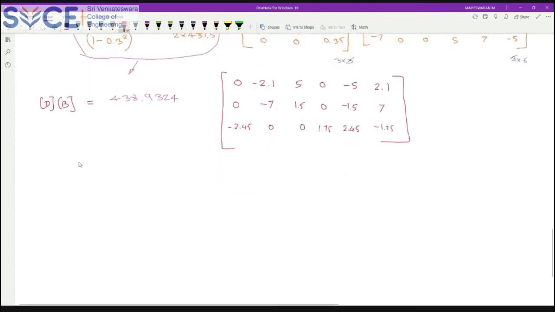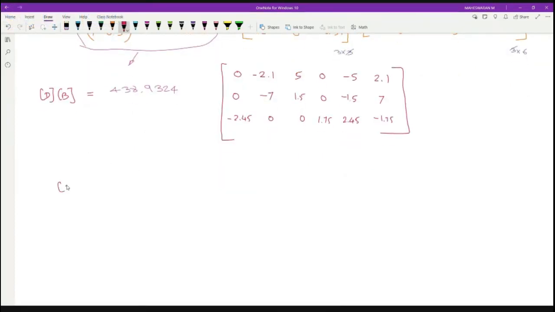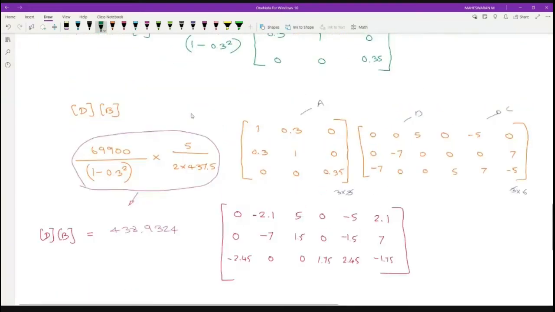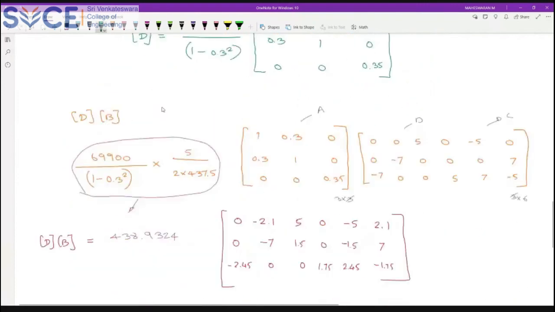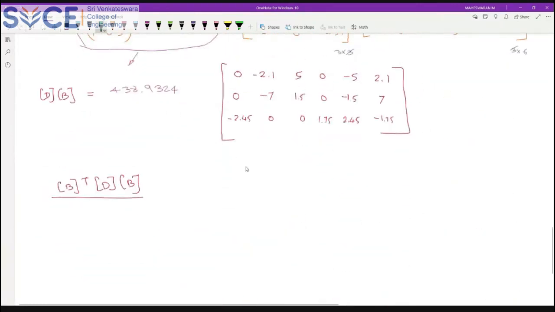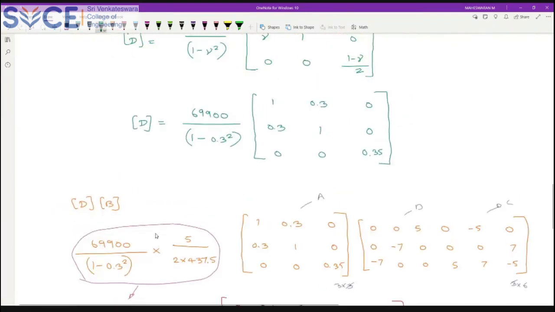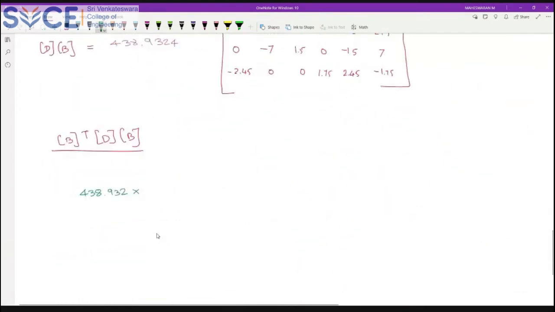So the next step is multiplying with B transpose. So B transpose D B, I'm going to multiply. What is my B transpose matrix? This matrix has to be transposed, but the common term is the same. So first let me write down the common terms: 438.932 into 5 divided by 2 into 437.5. So this is my common term.